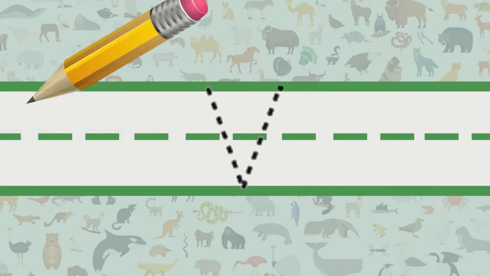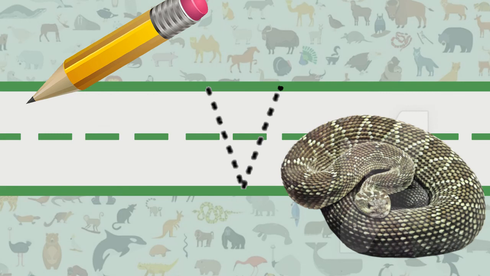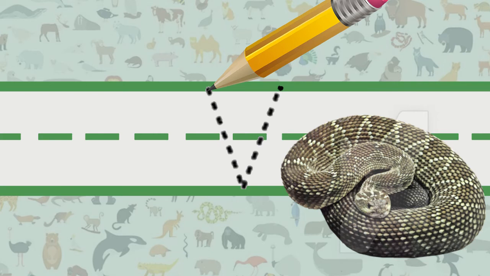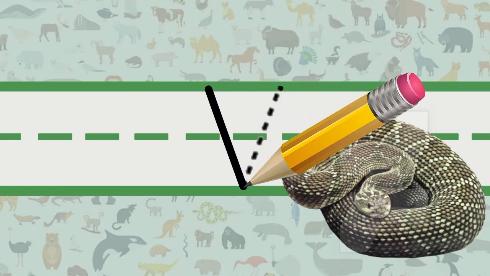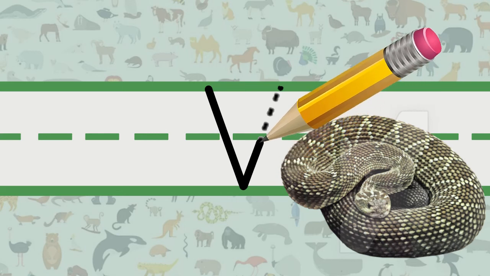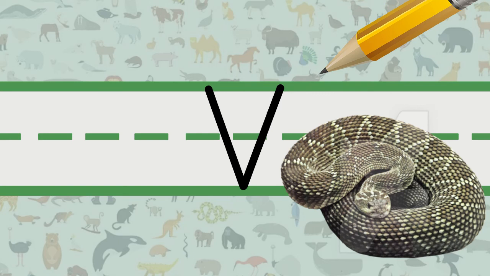Now let's write the letter V. V as in viper. To write big V or capital V, start at the top and draw a diagonal line down to the bottom. Then draw a diagonal line from the bottom back to the top. Good job! Let's do that again.